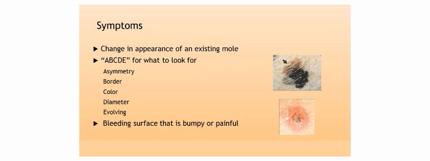Then lastly, E, evolving. Any general changes in the mole would definitely be a sign that says, hey, this is different. We should look more into this. And then a bleeding surface that is bumpy or painful. Like in the bottom picture, it has a lump that has bleeding and there's a crust around it. So that's something to look for.